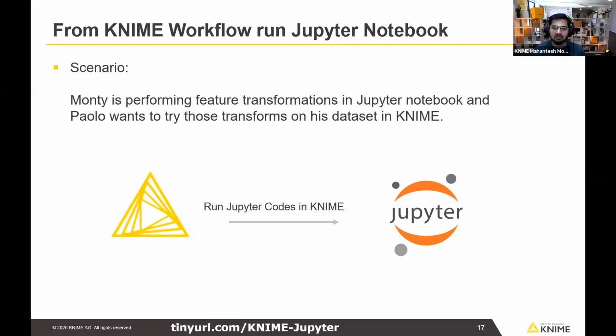Yeah. So as Paolo mentioned, in this scenario I'm doing some feature transformations, which is basically applying math transformations on the features. And Paolo wants to use these transformations in his KNIME workflows. So how to do that? Basically the answer is integrate the Jupyter Notebook inside your KNIME workflows, and then you can run it. So again, here I'll take the step-by-step approach.